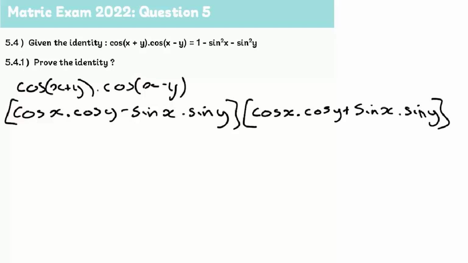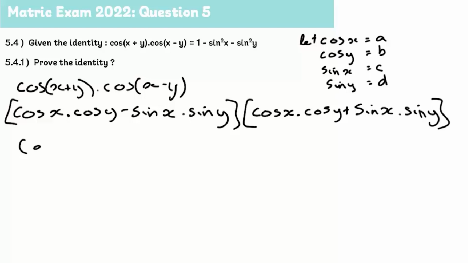But what I like to do is make things simpler. You don't have to do this, but maybe you haven't thought of it. Let cos x equal a, let cos y equal b, let sin x equal c, and sin y equal d. What you get now is a very simplified version of what's going on above: (ab - cd) times (ab + cd). To me that's a whole lot easier to work with.